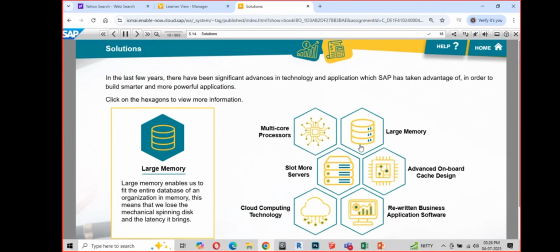So sometimes while going through the slides in your course content, you'll be instructed. See here, I see an instruction: click on the hexagons to view more information. So I click here to get more information. Can you see the information on the left bottom? Multi-core processors. So I click on large memory now. So I'll be getting the information on large memory. See here. Slot more servers. And one more thing. Please do not try to understand each and every word of it. Just try to understand this conceptually. You do not have to get into that micro understanding.